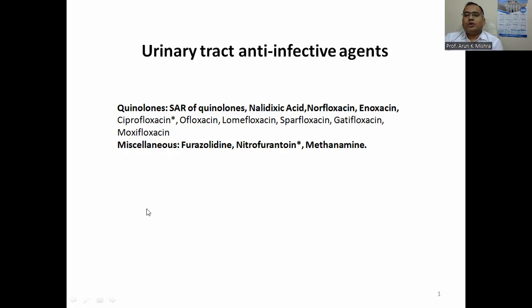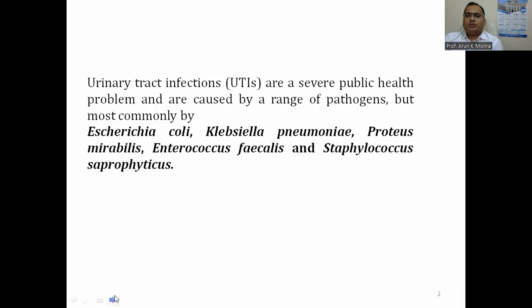BP601T. So first of all, I would like to emphasize how urinary tract infections progress. Urinary tract infections are a severe public health problem and are caused by a range of pathogens. The most common pathogens which generally cause UTI include E. coli, K. pneumoniae, Proteus mirabilis, Enterococcus faecalis, and Staphylococcus saprophyticus. Especially Escherichia coli is the chief agent generally responsible for UTI.